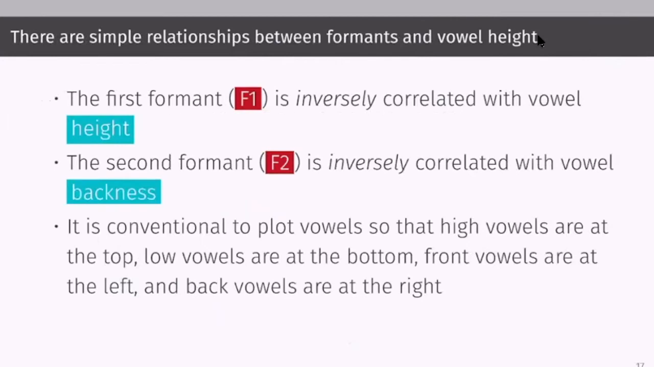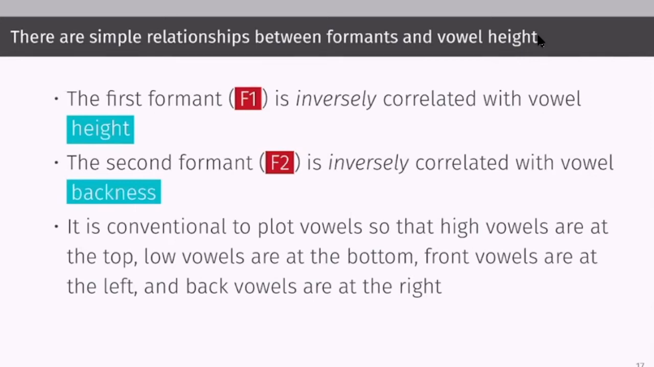So there are some very simple generalizations that follow from what we just talked about, from perturbation theory and from the effect of constrictions and expansions near nodes and antinodes upon the frequencies of resonances, and therefore the frequencies of formants. So because of all of this, the first formant, F1, is inversely correlated with vowel height.